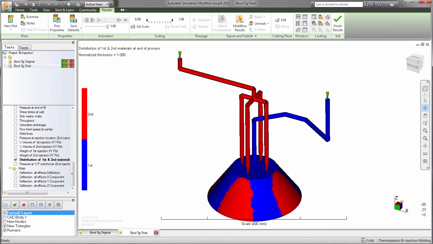By running a series of bi-injection molding simulations, you can adjust the processing conditions to get the filling pattern and pressures that you need to make great products.